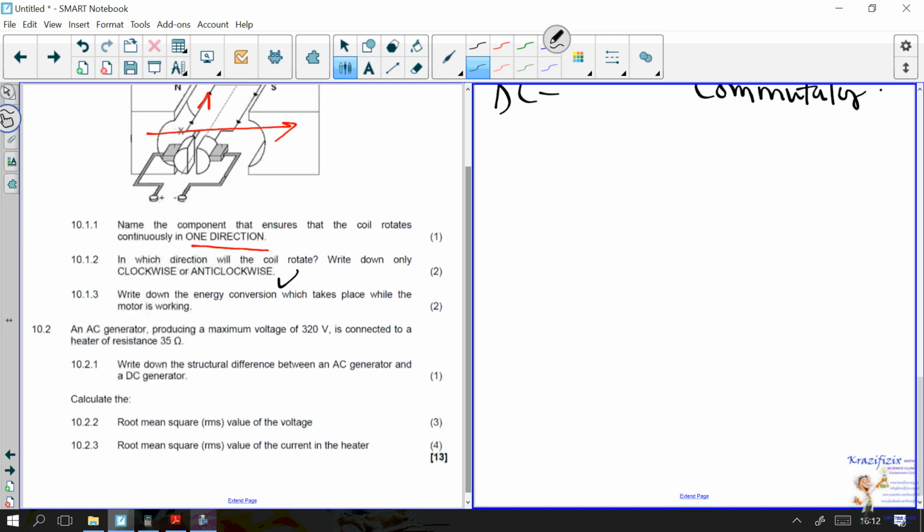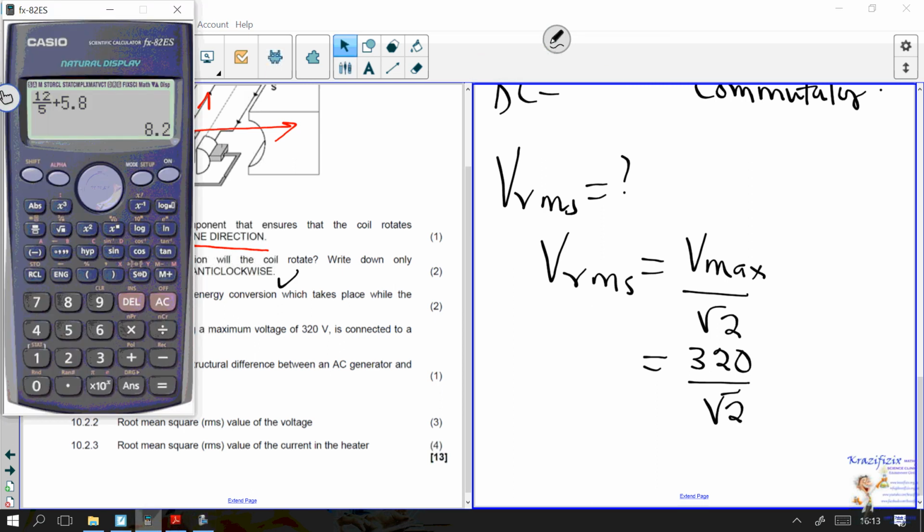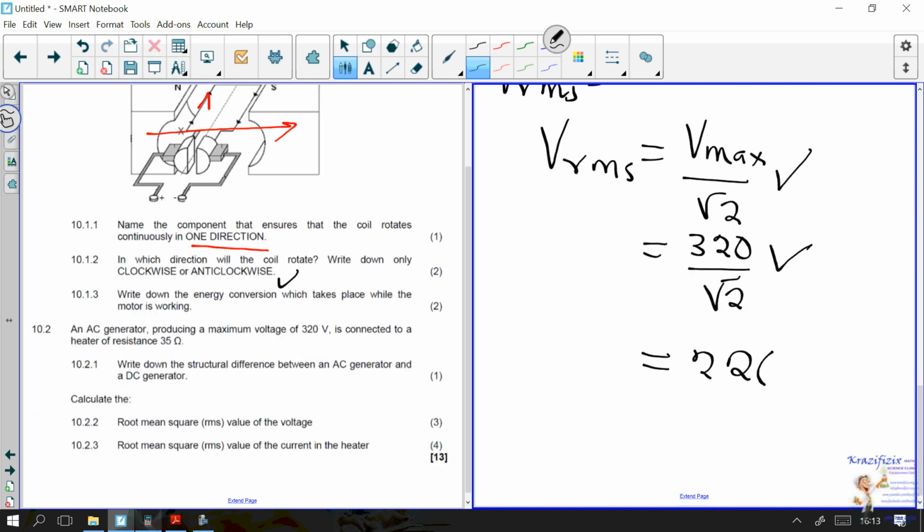Calculate the root mean square voltage, VRMS. Guys, it is so easy because we have Vmax. Go to your formula page. VRMS is Vmax over square root of 2. 320, that's the Vmax that we have, over square root of 2. What would that give you? Use your calculator. 320 over square root of 2. What do we have? 226,27. So that's my answer. 1 mark there, 1 mark there, and then my answer is 226,27 volts. Another mark, 3 marks.